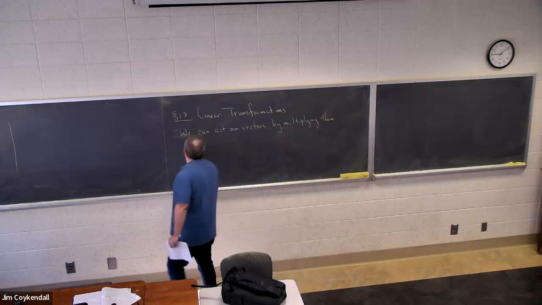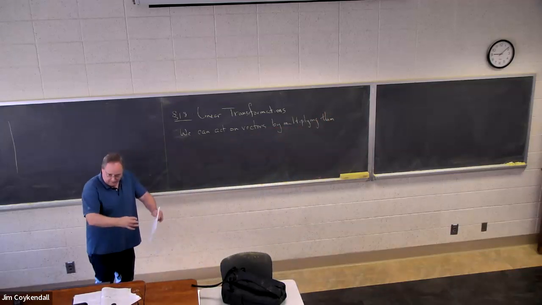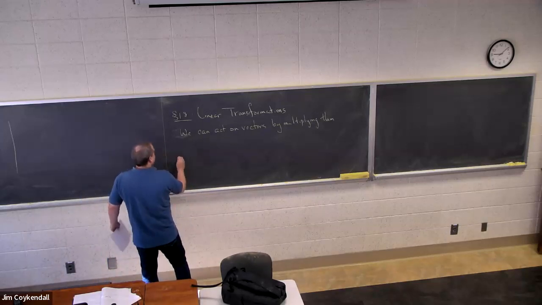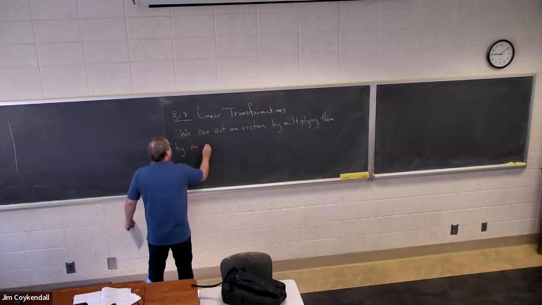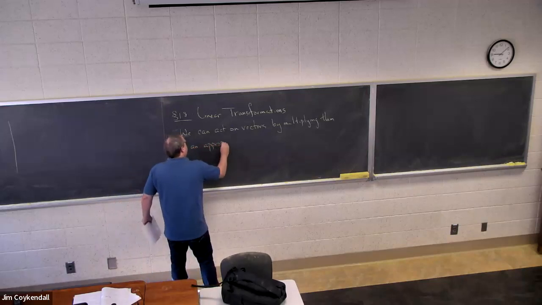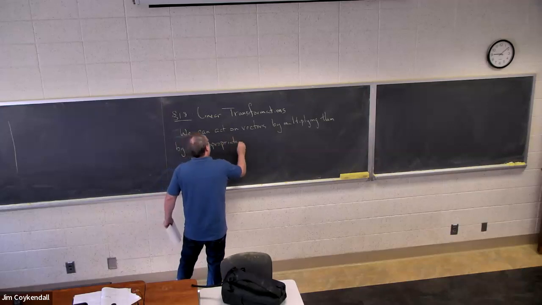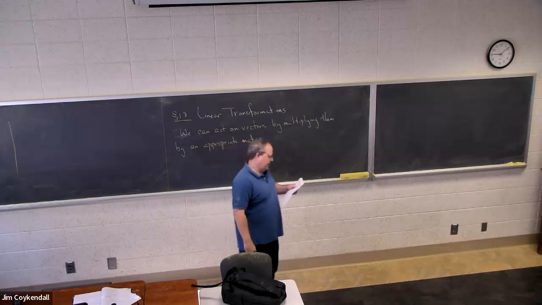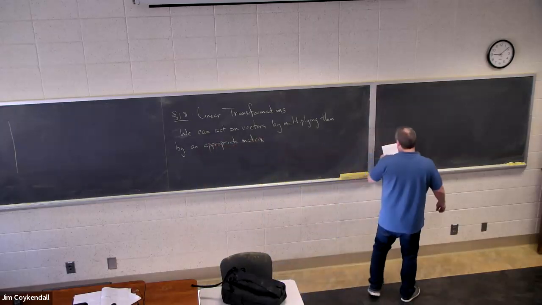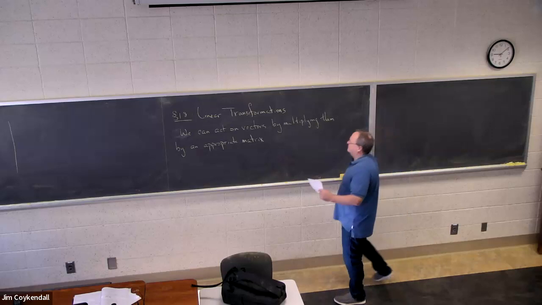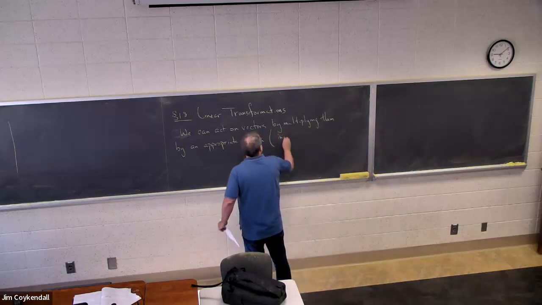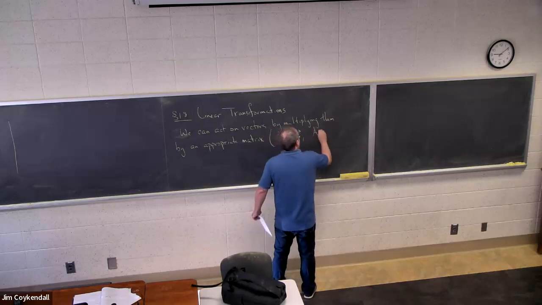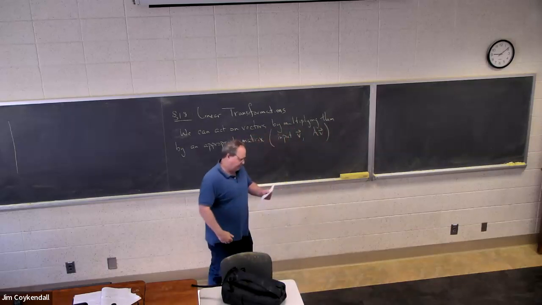So here's my opening. We can act on vectors. By act, I mean we can do something to a vector by multiplying it by an appropriate matrix. What do I mean by appropriate? I mean it's got to be the right size. So for example, an input vector, an output vector, and a matrix.